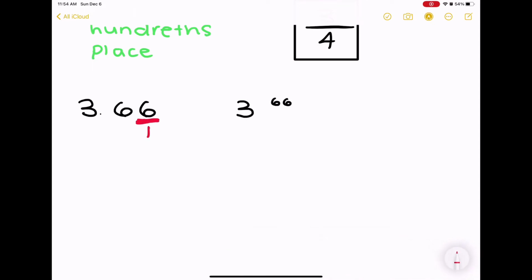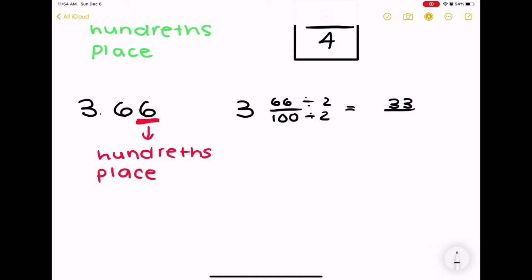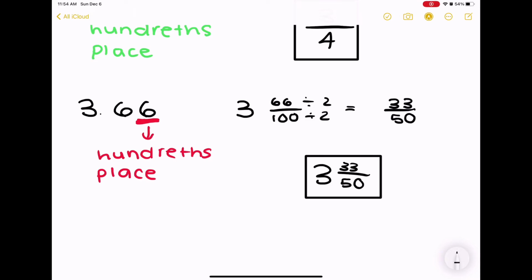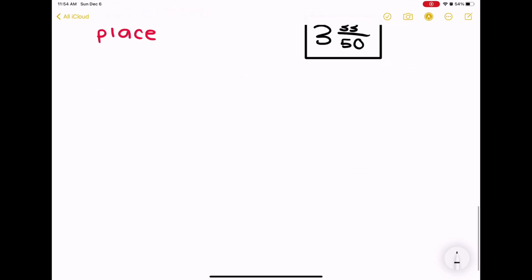And the wholes rule still applies. So there are still 3 wholes, and it's just going to be 66 over 100 instead of, let's say, 6 over 10. If we simplify, we'll get 3 and 33 over 50.